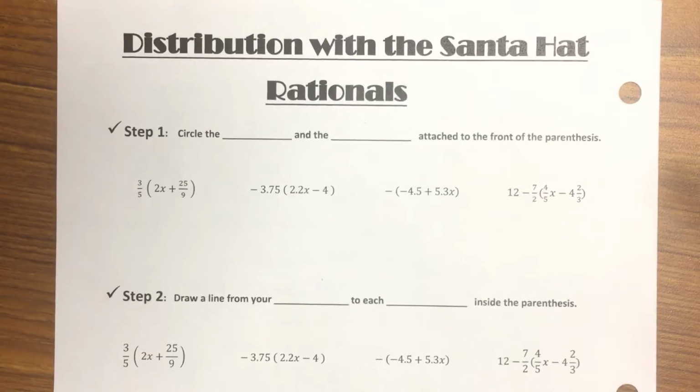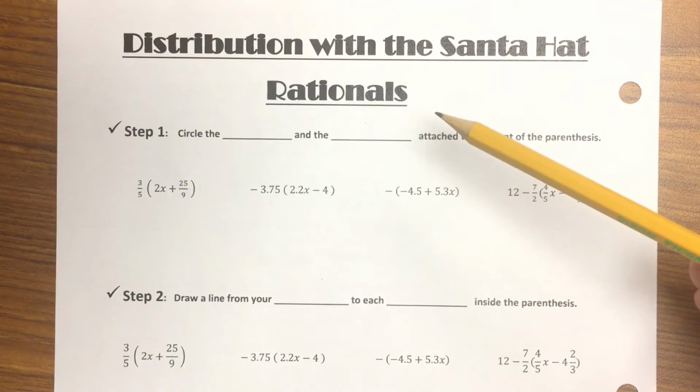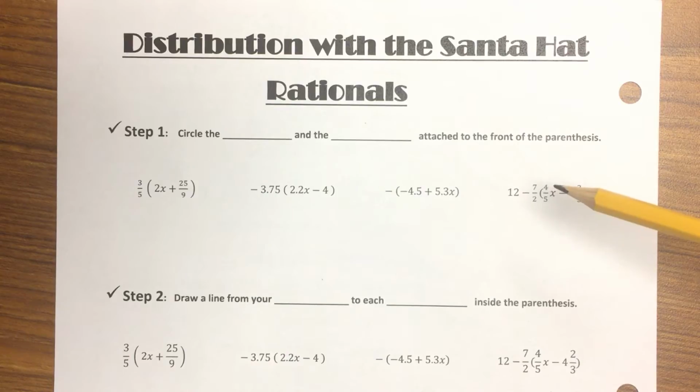All right, everybody, welcome back. Hopefully you're having a little bit of deja vu. Hopefully you see this page of notes and you feel like, hey, I've done this before, because guess what? We've done this before. The only difference is now we're distributing with the Santa hat, but we're using rational numbers. We're not just using integers anymore. Now we're going to start using decimals. We're going to start using fractions. We're going to start using different forms of rational numbers in the math that we've already done this year.